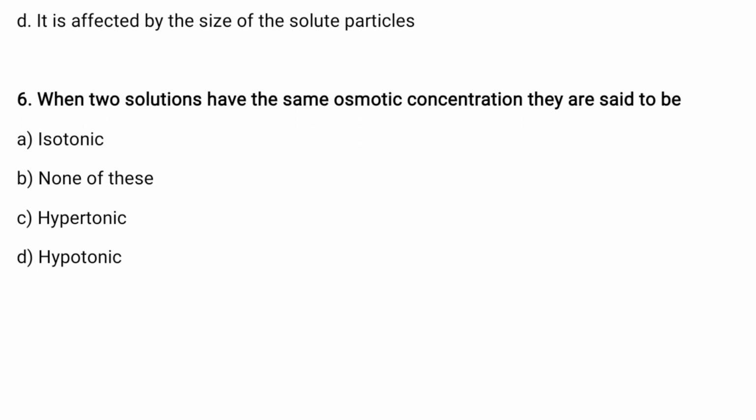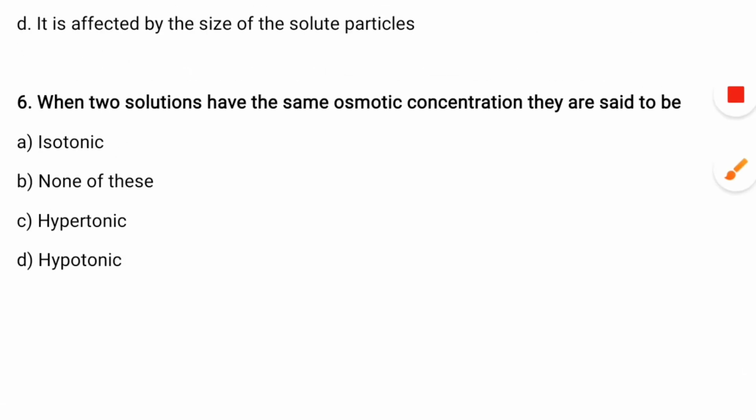Let's see the next question. When two solutions have the same osmotic concentration, they are said to be. If you take two solutions, solution A and solution B, they are said to be isotonic solutions. Why? Because if solution A contains 5% solute concentration and solution B contains 5% solute concentration, both are called isotonic solutions. They have the same osmotic concentration. So the correct answer is isotonic. Let's see the next one.